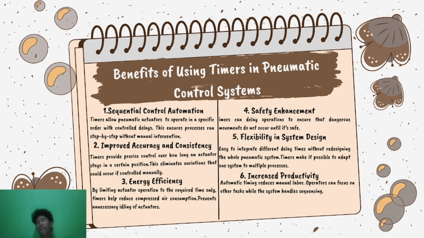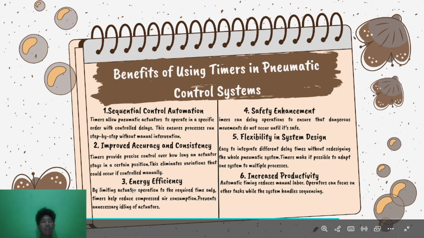Okay, there are 6 benefits of using timers in pneumatic control systems. Number 1, sequential control automation. Timers allow pneumatic actuators to operate in a specific order with controlled delays. This ensures processes run step by step without manual intervention. Number 2, improved accuracy and consistency. Timers provide precise control over how long an actuator stays in a certain position. This eliminates variation that could occur if controlled manually.